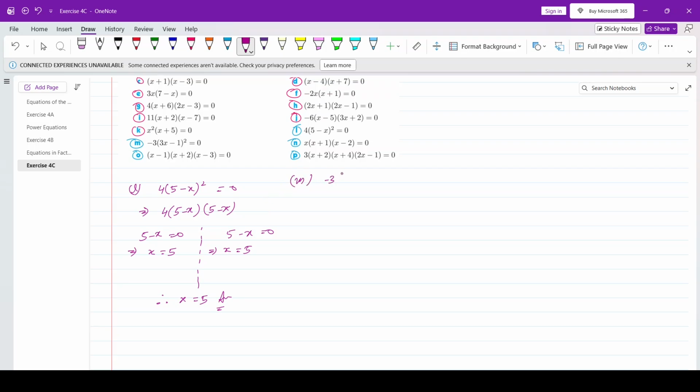Negative 3 times (3x minus 1) whole square is equal to 0. If we write this equation in factored form, this becomes negative 3 times (3x minus 1) times (3x minus 1), that is equal to 0. From here arise two situations. 3x minus 1 is equal to 0, or 3x minus 1 is equal to 0. This becomes 3x is equal to 1 and x is equal to 1 divided by 3. Similarly here we get x is equal to 1 divided by 3. Therefore x is equal to 1 by 3.